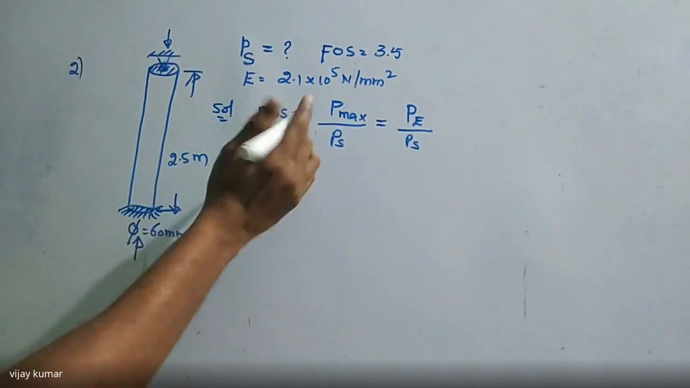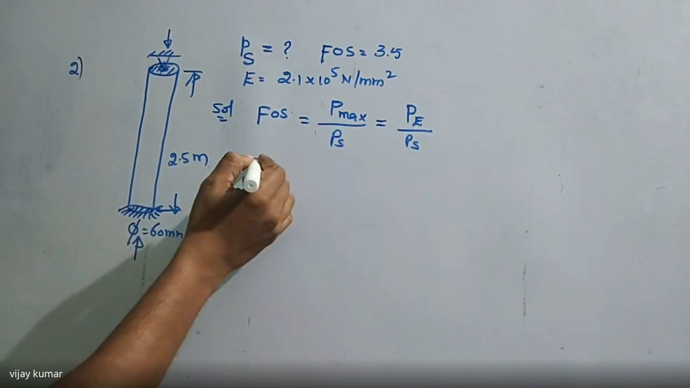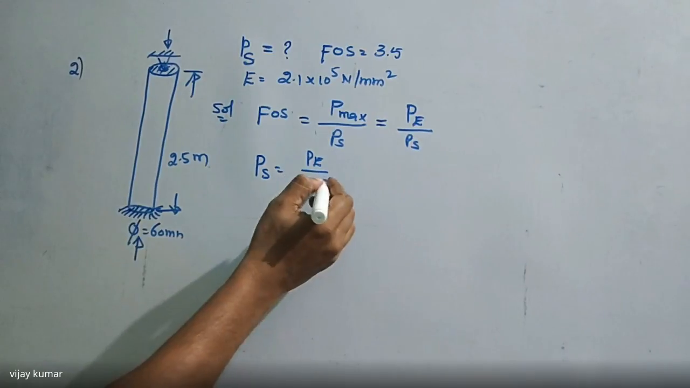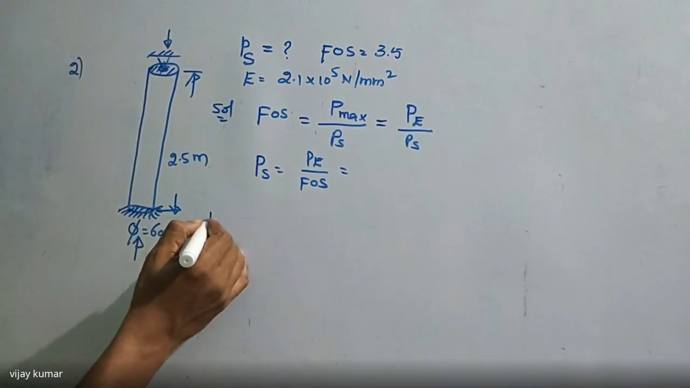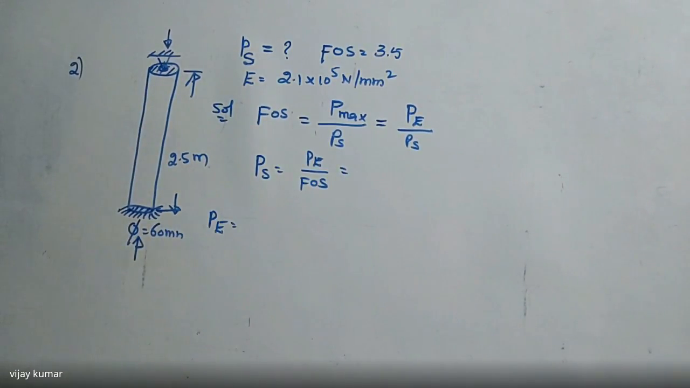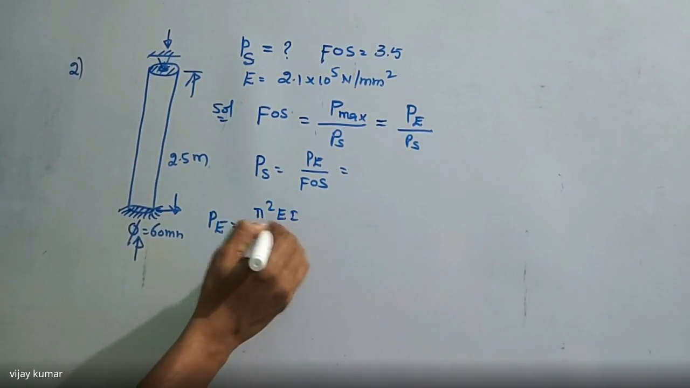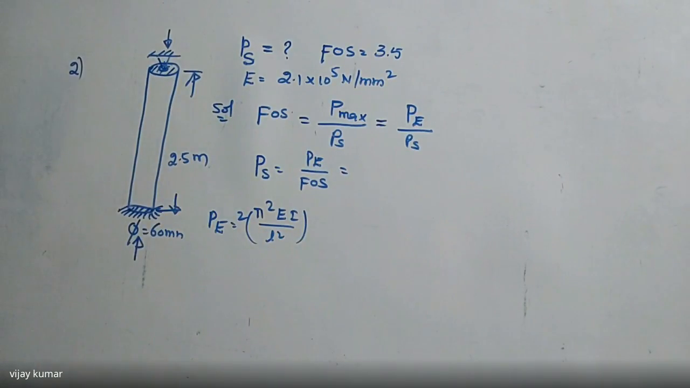So here, first of all, I want to find the critical load. After that, I'm going to find the safe load. So what is the safe load here? Safe load is equal to critical load divided by factor of safety. So what is the critical load here? That is P is equal to pi square into E into I divided by 2 times L square. That is the value of critical load according to Euler's for the end conditions of one end fixed and the other end hinged.